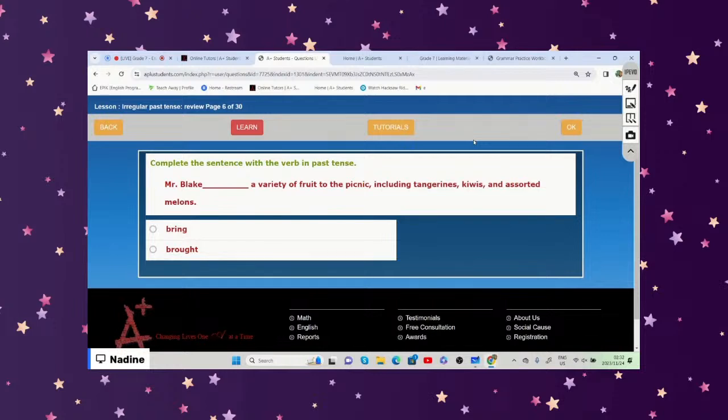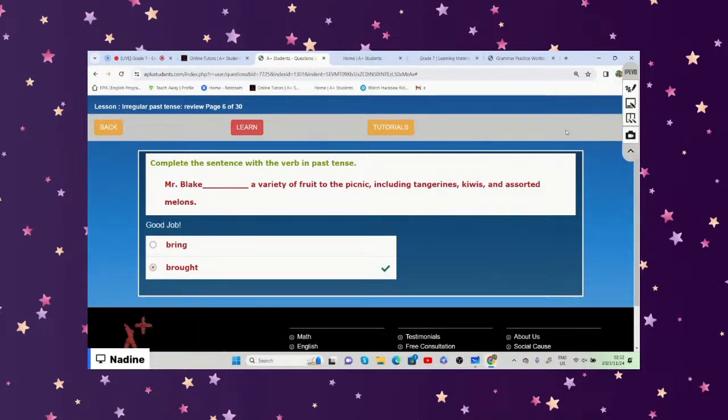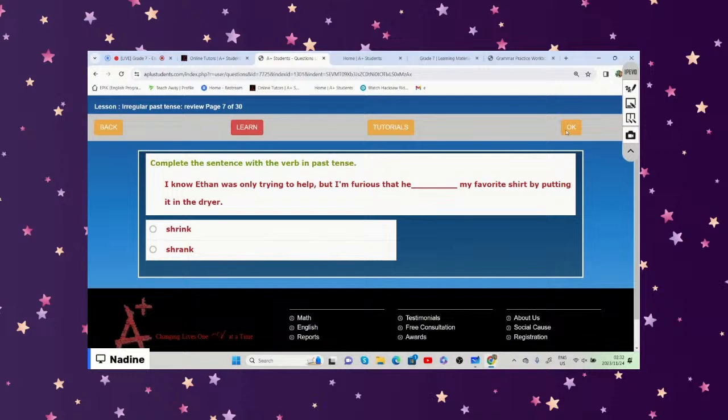So, if we want to make mention of it in the past tense, then we can say Mr. Blake brought a variety of fruit to the picnic, including tangerines, kiwis, and assorted melons. So he brought. And bring is in the present tense. To bring something is in the present tense. But he brought it. Brought shows it's in the past tense. Irregular.